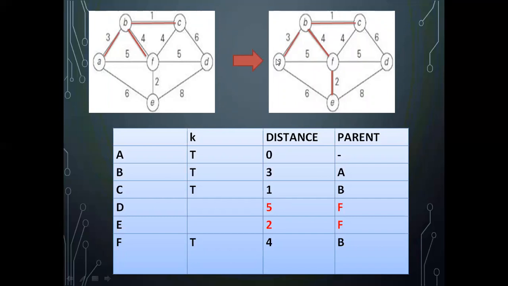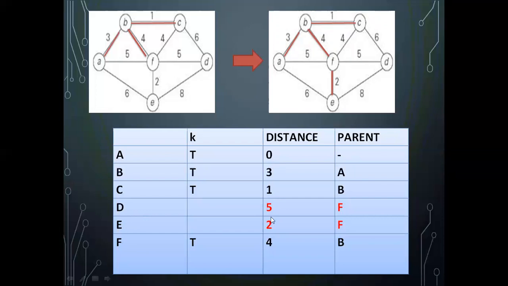E to A is there, but E and A are both part of the spanning tree, so no need for cross checking. Now next is E to D. E to D you have the weight 8. With respect to D, the value present in the column is 5. So no need for any updation.